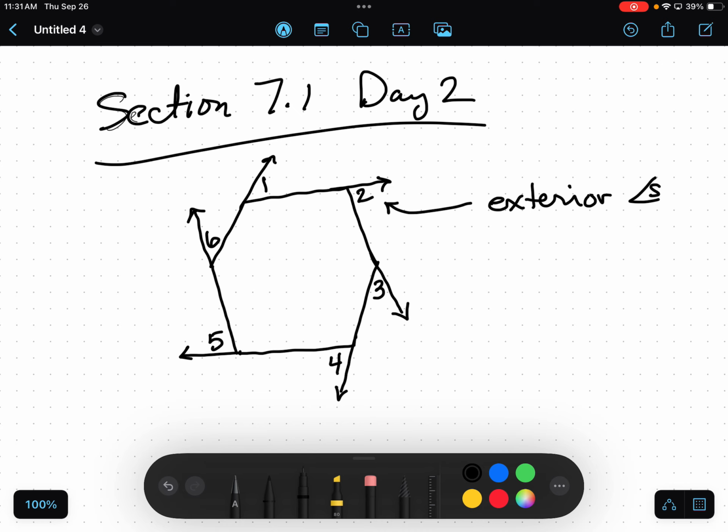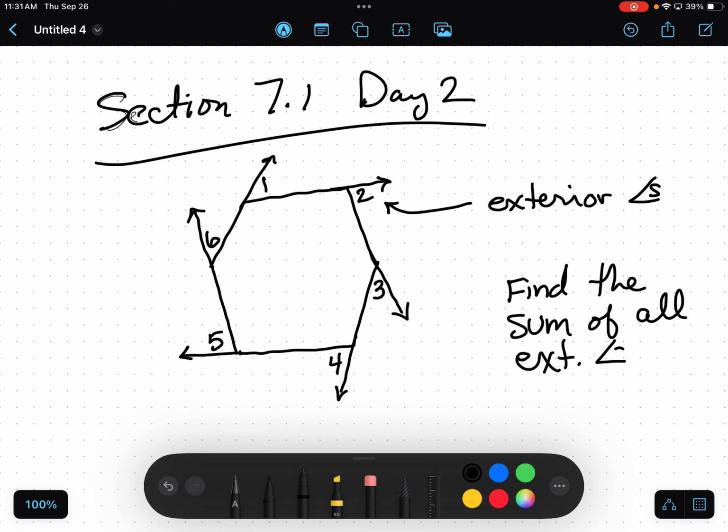The formula for today, if it's an exterior angle, if I add them all up, if I find the sum of all exterior angles, your answer is always going to equal 360. So no matter how big the shape is, your answer will always be 360. So you could have a 6-sided figure like I have here shown, it'd be 360, or you could have a 100-sided figure and it would be 360.